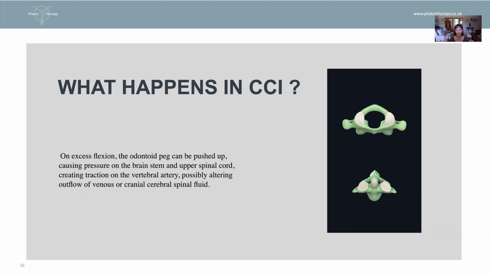Unfortunately, when we have excessive flexion in that top cervical vertebrae, that peg can actually cause pressure on the brainstem and the upper spinal cord, and it can create traction on the vertebral artery, and possibly also alter the outflow of the venous blood or the cerebrospinal fluid. So you get a block where the fluids within the skull, both the venous fluid and the cerebrospinal fluid, can't drain out. That's not a great thing, because we don't want a buildup of pressure in the skull.